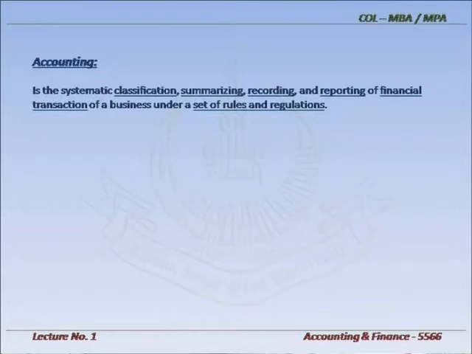We begin our discussion with the definition of accounting, which will explain what is accounting. Accounting is the systematic classification, summarizing, recording, and reporting of financial transactions of a business under a set of rules and regulations. You can also say that accounting is a business language understood globally. Now we discuss all the underlined items and terms in this definition one by one.